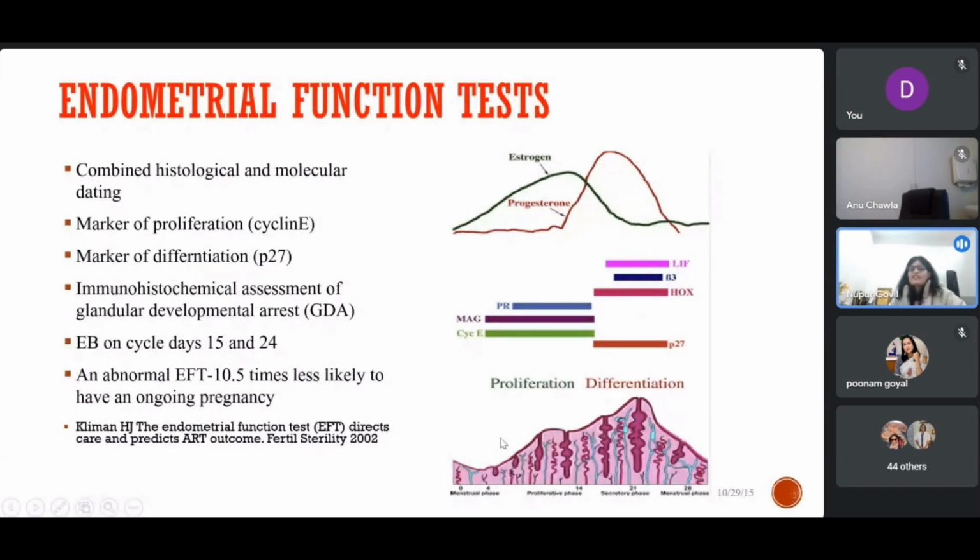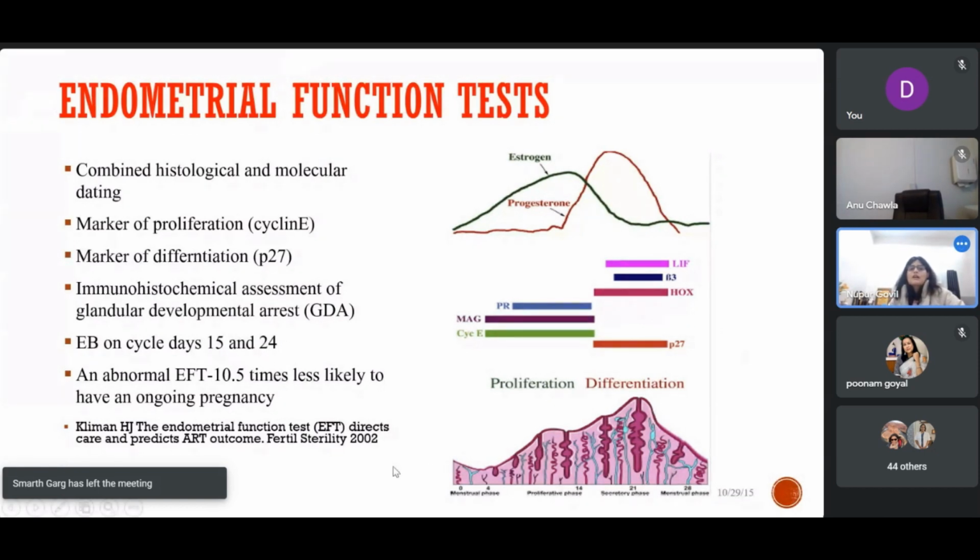So if on day 15 post ovulation we see progestational changes in the histology of the endometrium, but it is not correlated with the expression of LIF, B3, HOXA-P27, or we see that PR, progesterone receptors, MAG receptors, and cyclin E are still present on day 24, it predicts that there is a maturation delay, there is a glandular arrest. Although the stroma has progressed, the glands which express these molecular markers are still lagging behind, and we need to adjust our progesterone levels. We need to adjust the timing of the transfer of the embryo.